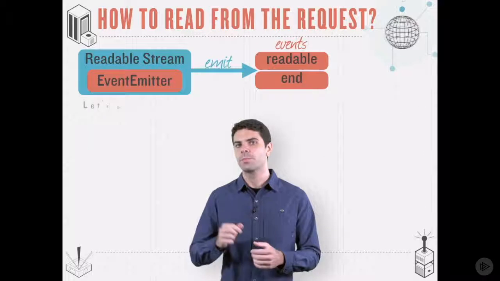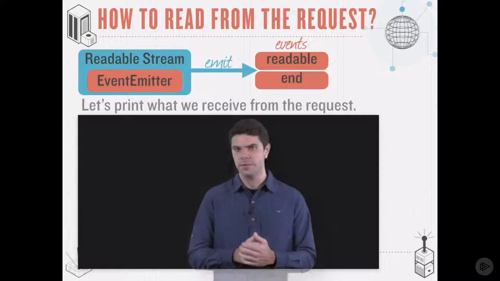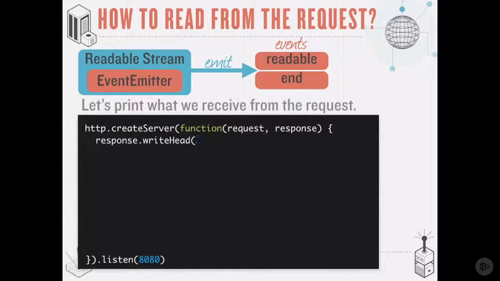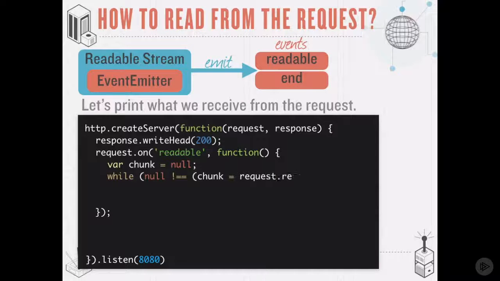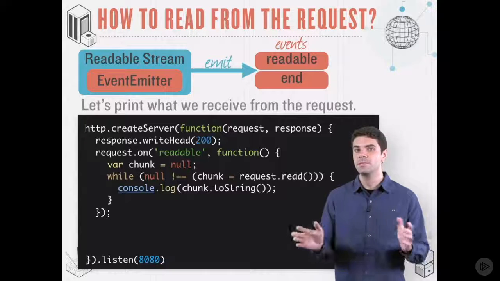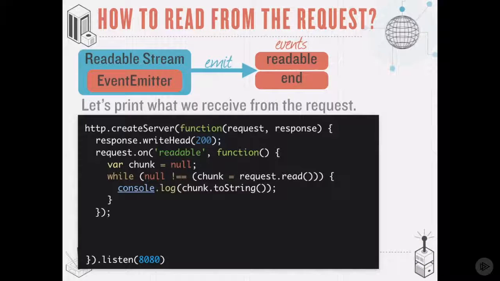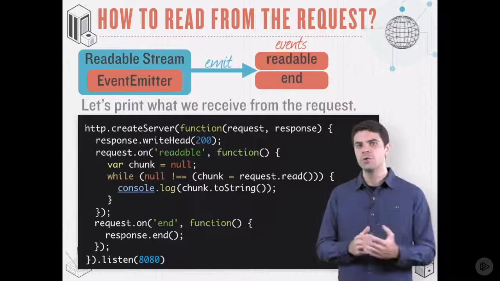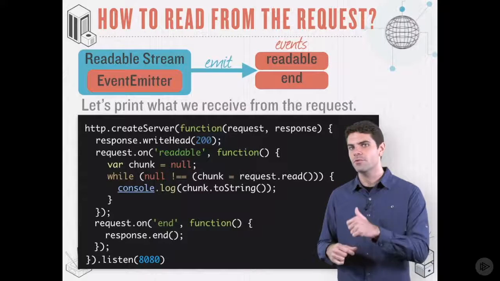Now let's write some code where we print to the console the data that we received from the request. So inside of our request handler, we start by responding with a 200 status code, then we listen to the readable event on the request object. Inside of that, we declare a chunk variable. Inside of the while loop, we're going to read out a chunk from the request, and if it's not null, we'll print it to the console. We have to call the toString function because the chunks we get are buffers, so we might be dealing with binary data here. Finally, we'll listen to the end event, and when that event is fired, we just finish the response. With this code, we're printing to the console the data that we get from the client.